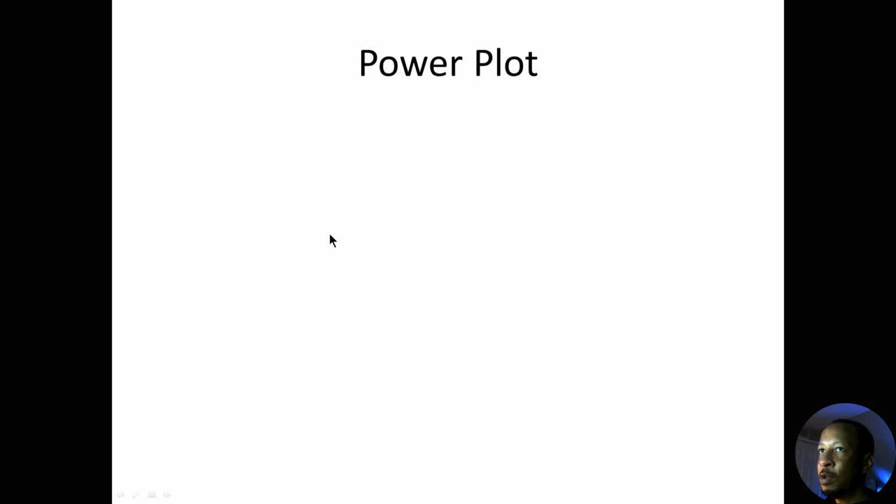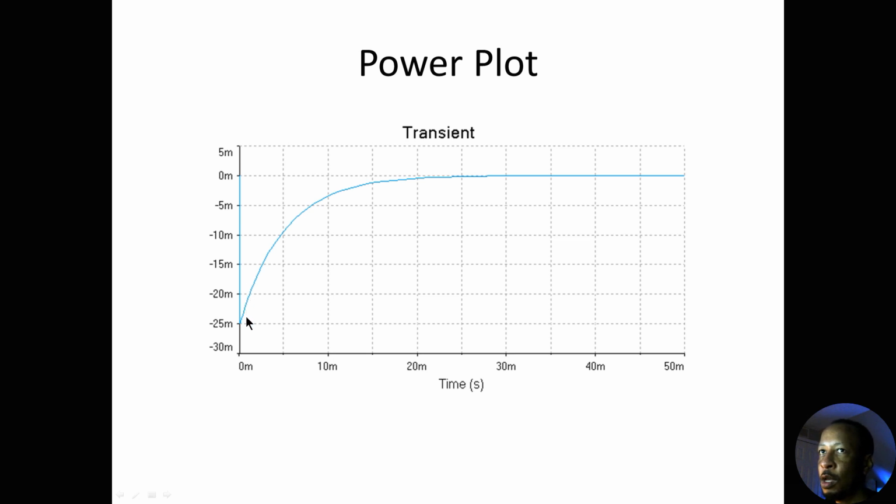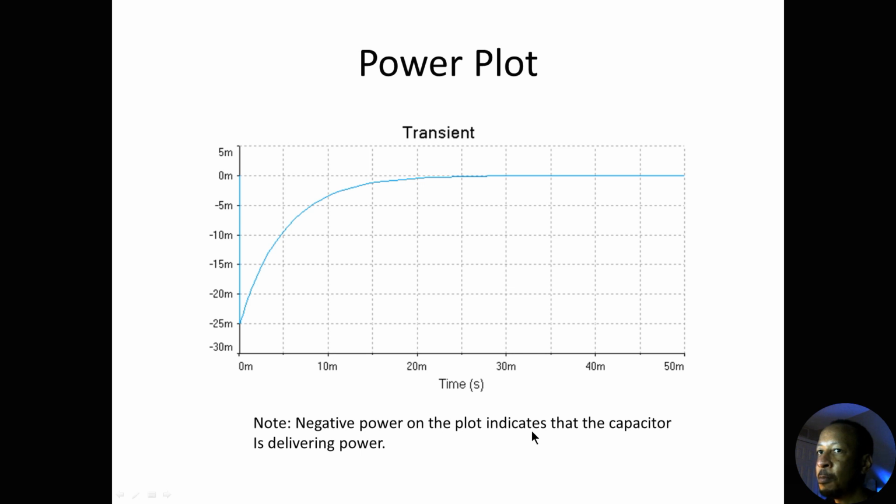And the power plot is going to look like this. Note, the negative power on the plot indicates that the capacitor is delivering power. So we're down here at negative 25 milliwatts, and then going on and on with time. And as you would expect, as it gets to the end of its time constant, the capacitor has no more power. It has no more energy in it, so of course it can't deliver something that it doesn't have anymore. And so your power eventually gets to be 0.